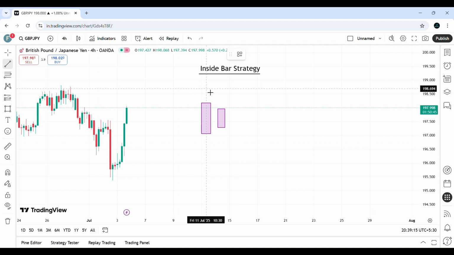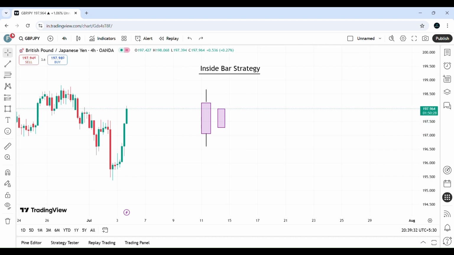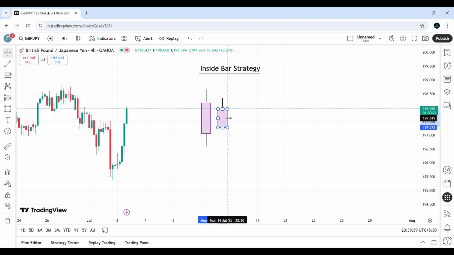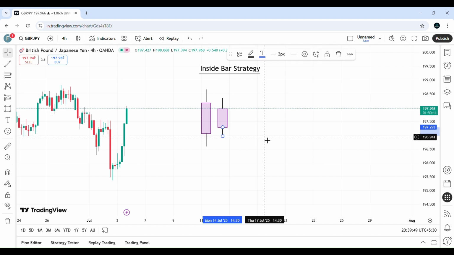You have the wick of the first candle, a wick or a shadow, whatever you want to call it. This is the wick of the first candle and the wick of the second candle. So what does inside bar basically mean? Just as the word suggests, it's something inside something.